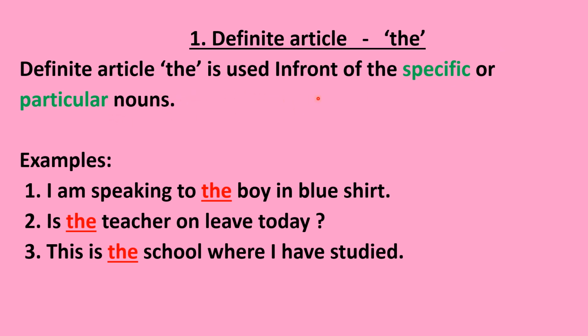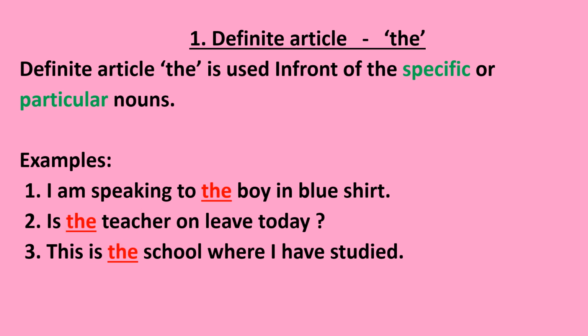So the first one, definite article the. Definite article the is used in front of the specific or particular nouns. For example, I am speaking to the boy in the blue shirt. I'm not talking to any other boy, but I'm talking to that particular boy who's wearing a blue shirt. Is the teacher on leave today? So I'm inquiring about the teacher about whom I want to know. This is the school where I have studied. I'm not talking about any general school, but I'm talking about the particular school where I have studied.